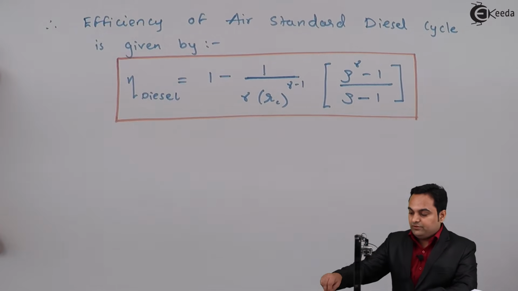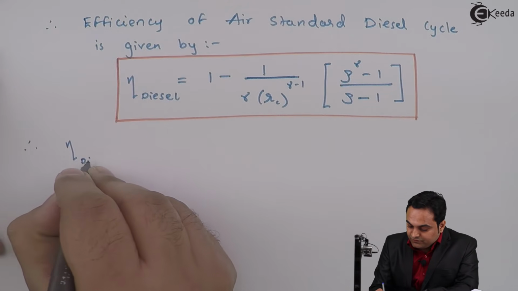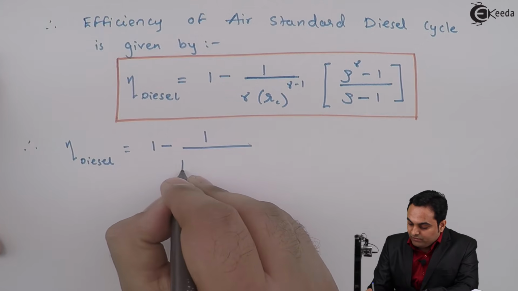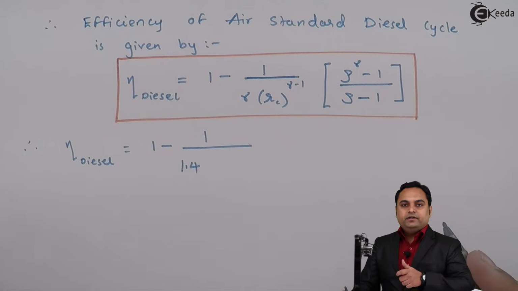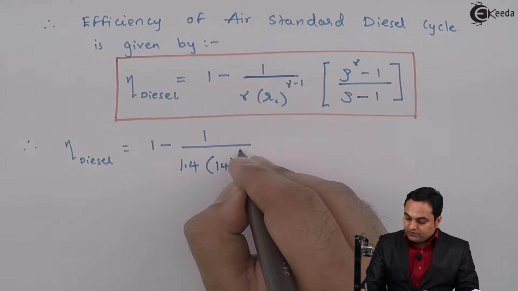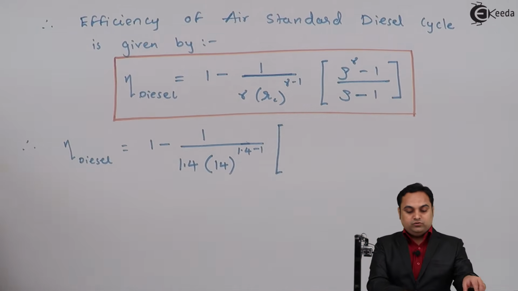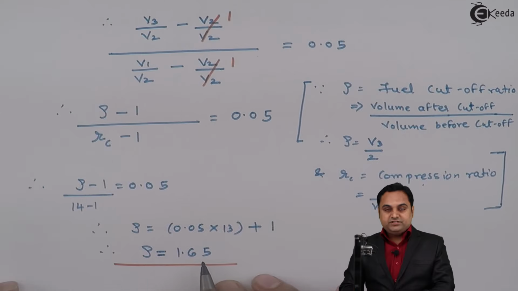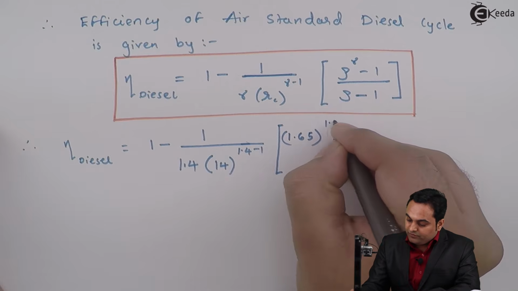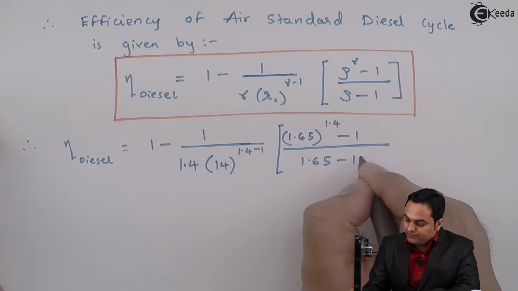Now I'll go on putting the values here. Therefore, efficiency of diesel is equal to 1 minus 1 upon, now gamma for air we can take the value as 1.4, it is the standard value. RC is given in the problem as 14 raised to 1.4 minus 1. Now rho value we have found out, it is 1.65. So 1.65 raised to the power 1.4 minus 1 upon 1.65 minus 1.